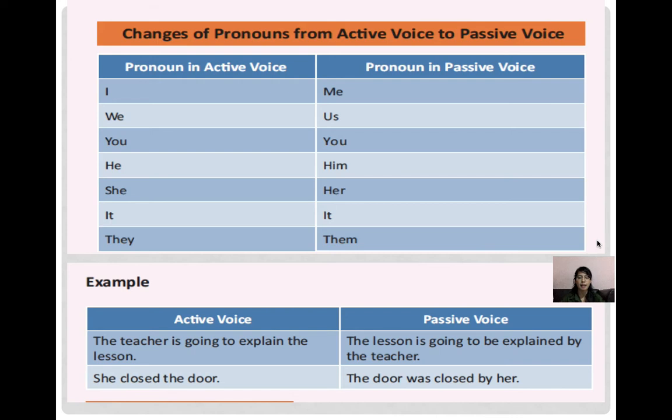So let's see an example of active voice to passive voice. The teacher is going to explain the lesson. And in passive voice, the lesson is going to be explained by the teacher. And then, she closed the door. In passive voice, the door was closed by her. So pay attention to "by her." She changed to be her. Okay, do you get it?